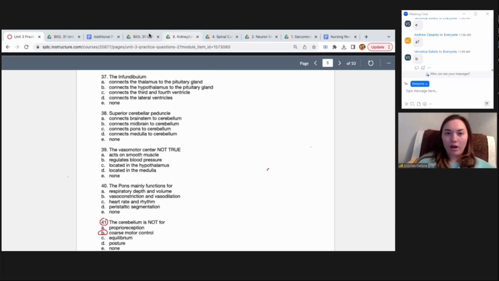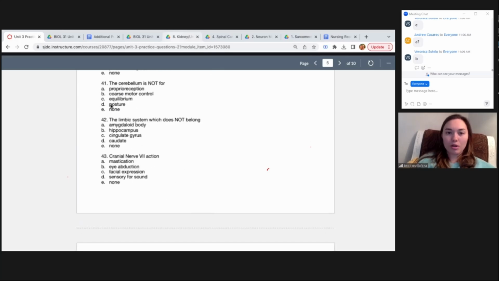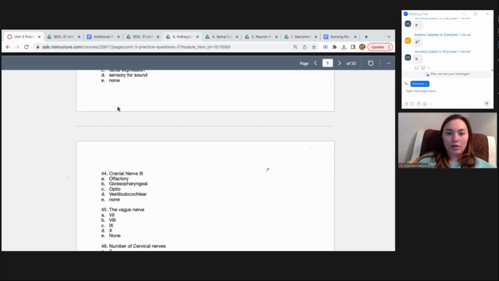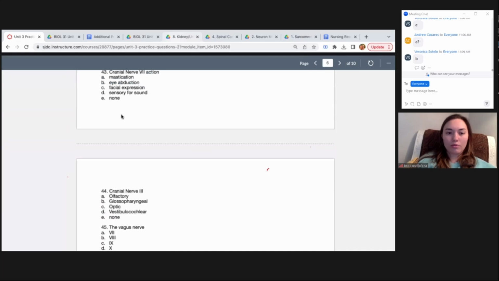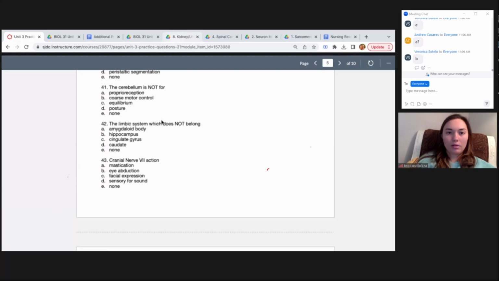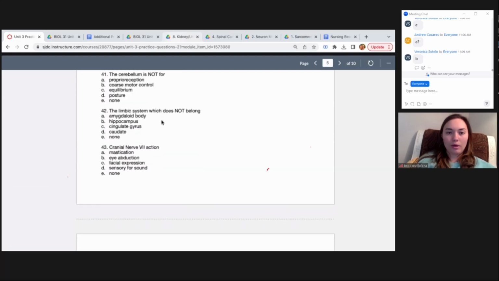Okay. So fine motor control is the cerebellum. It functions for proprioception, or knowing where your limbs are, and it helps with equilibrium or posture. Okay. Are you guys good with going to question 45? It's only 4 more questions, and then that takes us to about the 2-hour mark.